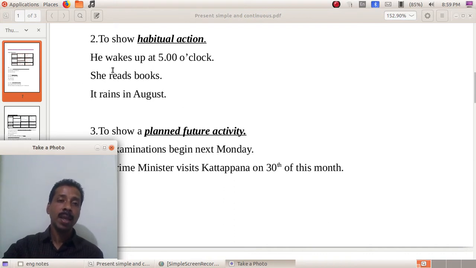So while we say he wakes up at 5 o'clock, that means that's the habit of the person. Every day this happens. Or she reads books. That means she has the habit of reading books. So you should be very careful about it. This is to show habitual actions.